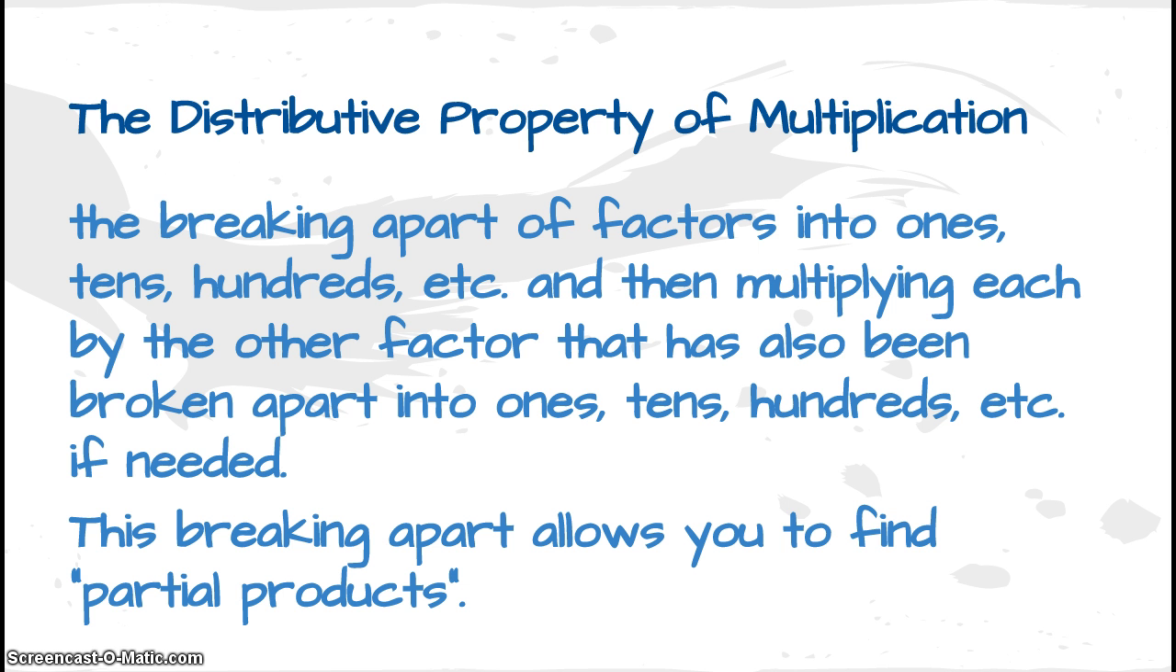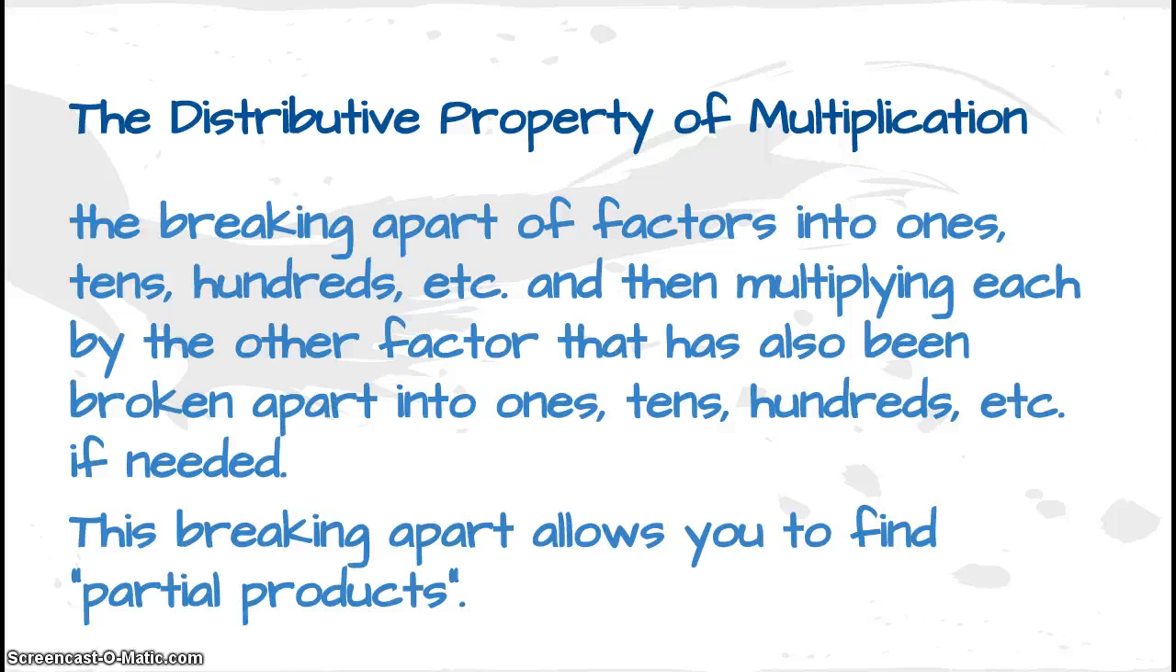The actual definition for the distributive property of multiplication is the breaking apart of factors into ones, tens, hundreds, etc. And then you multiply each of those by the other factor that's also been broken apart into ones, tens, or hundreds, etc. if it's needed. And this breaking apart then allows you to find the partial products.